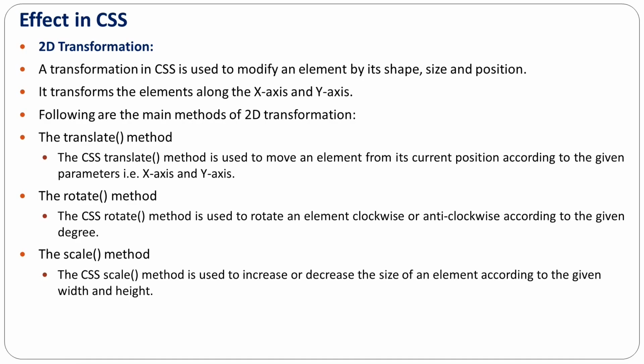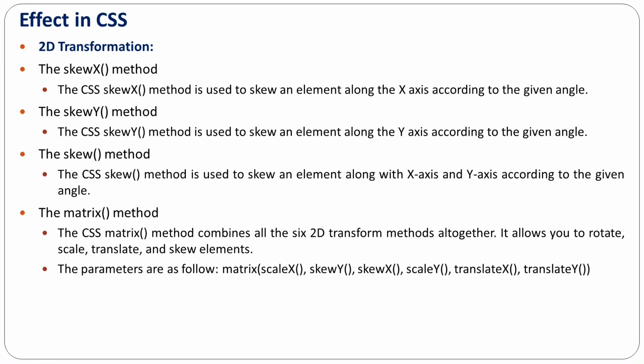The second method is rotate. The CSS rotate method is used to rotate an element clockwise or anti-clockwise according to the given values. The third method is scale. The scale method is used to increase or decrease the size of an element according to the given values. The next method is skewX. The CSS skewX method is used to skew an element along the x-axis according to the given values. The next is the skewY method. The CSS skewY method is used to skew an element along the y-axis according to the given angle. The skew method is used to skew an element along the x-axis and y-axis according to the given values.